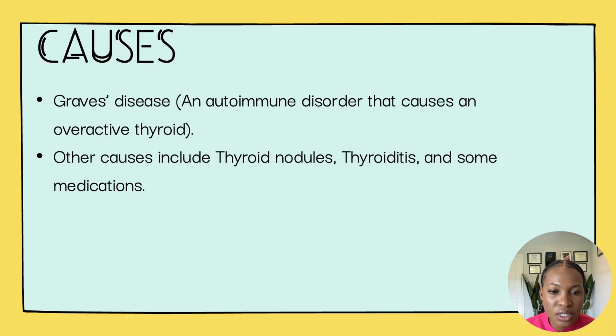Now, what are the causes? The big one you see in your textbooks is called Graves' disease, and it is an autoimmune disorder that causes overactive thyroid. So the immune system in the body goes and attacks the thyroid gland, causing it to become overactive and release a lot of that T3, T4 hormone. Other causes are thyroid nodules, thyroiditis. As you know, itis means inflammation. So thyroiditis, inflammation of the thyroid, and then some other medications can also cause hyperthyroidism.